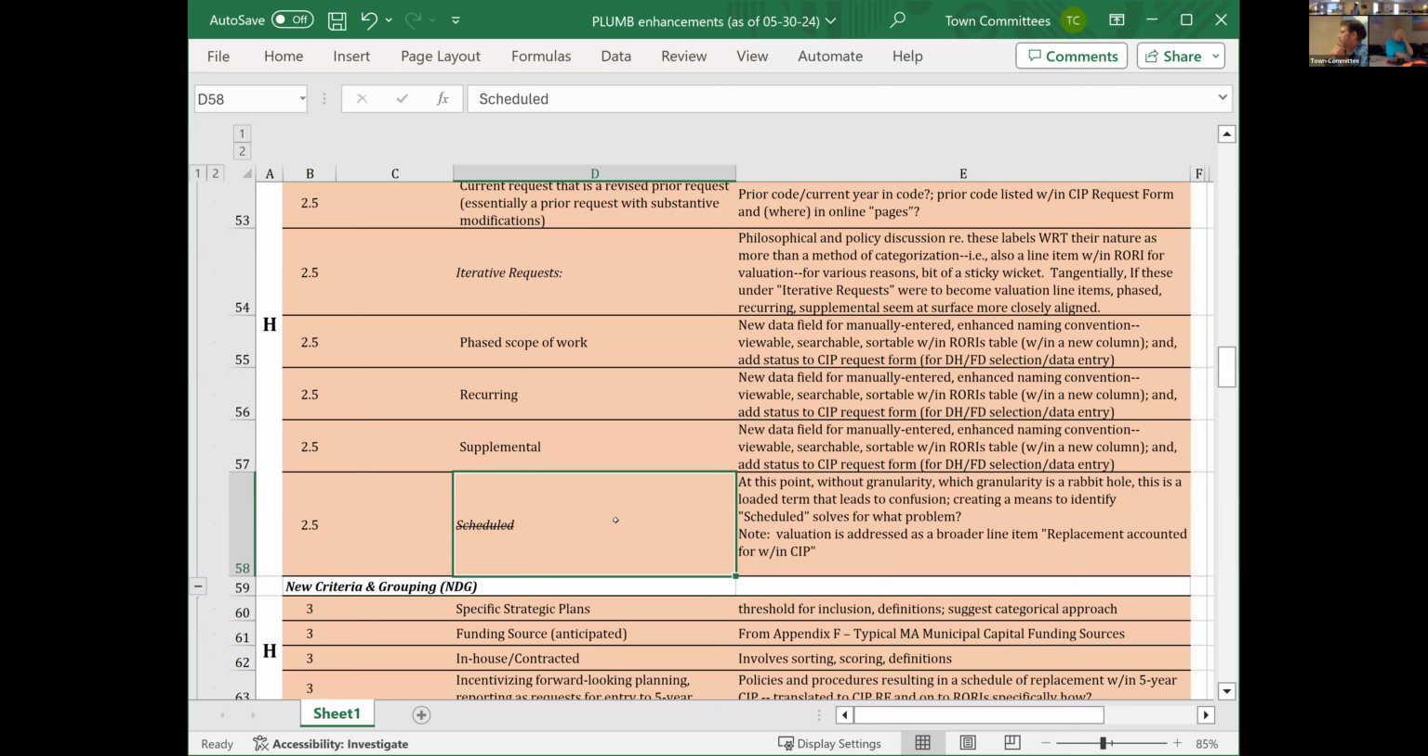Creating a means to identify scheduled cells by identifying scheduled in the alphanumeric, what problem are we solving for? Now, I'm not saying scheduled with respect to valuation. I'm saying scheduled with respect to a category. What problem are we solving for if we include scheduled? Open the floor. If I were to replace those words, I would have included end of useful life in scheduled. So it's scheduled due to end of useful life.